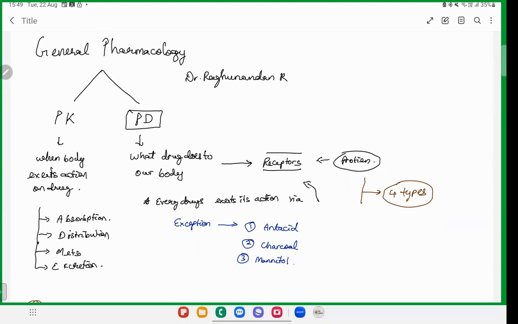Meanwhile, while you are copying, I'll give you some introduction about the 4 types of receptors. Number 1 is the G protein coupled receptor. Number 2 is the ion channel receptor. Number 3 is the enzyme linked receptor. And number 4 is the intracellular receptor. What we are going to do now is discuss all 4 drug receptors.